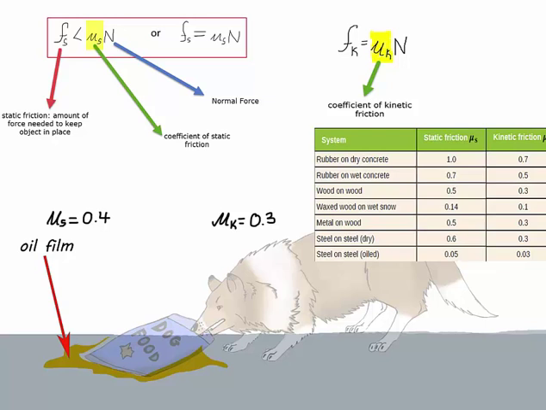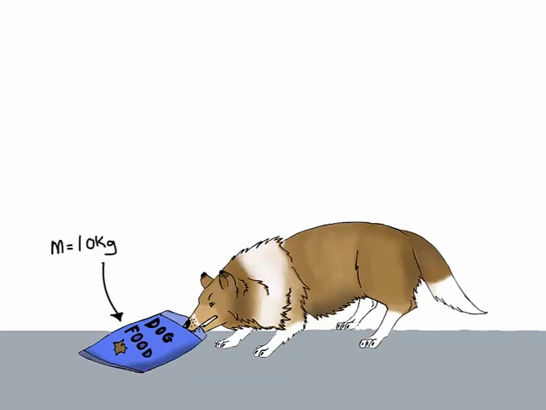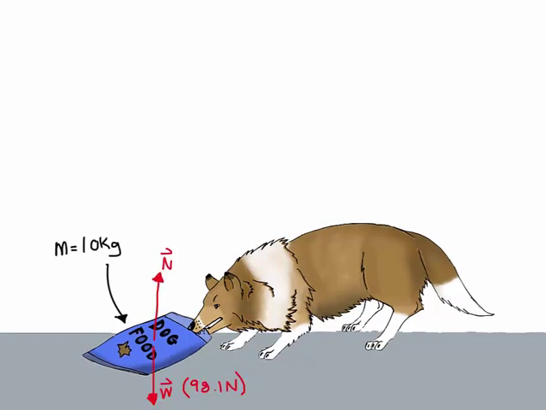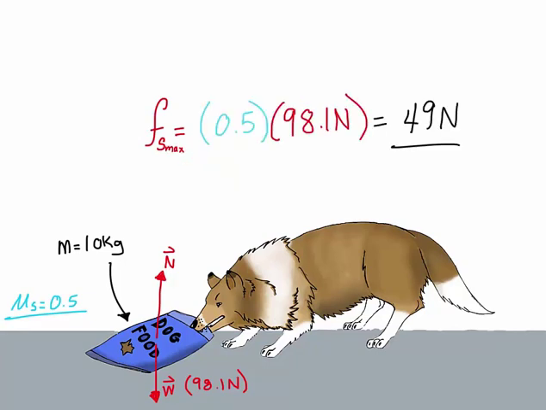So that takes care of the coefficient of friction, and now we can jump back to our example and add some numbers and apply this. We'll talk about the difference when the bag is dragged on concrete versus a shiny wax floor. Let's say the bag's mass is 10 kilograms. The weight will be 98.1 newtons, and the normal force will equal its weight. We'll set the coefficient of static friction to 0.5, assuming the concrete is smooth and not very bumpy. All we have to do now is find the amount of static friction. We get 49 newtons.